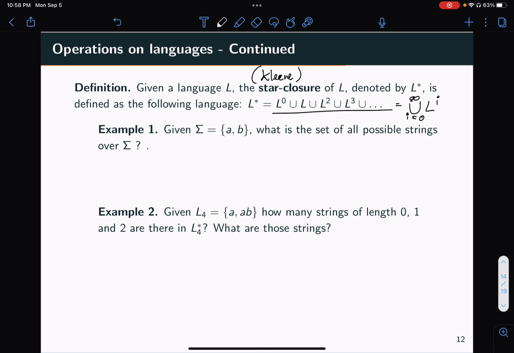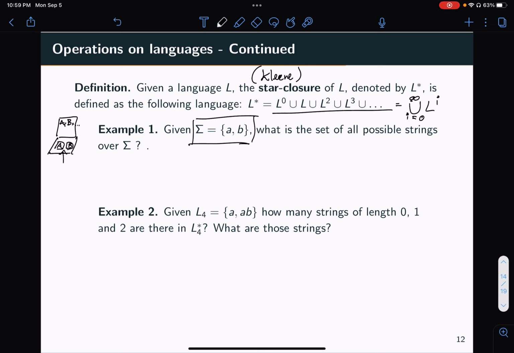Okay, so if I'm given the alphabet, okay, so this is going to be important. If I'm given the alphabet {a, b}, so I'm given a keyboard a, b. Now the question is asking me, what is the set of all possible strings over sigma? So in other words, what is the set of all possible strings that can be created with this keyboard, right? So I have a, I have b, right, and so on. So what are these strings, right?